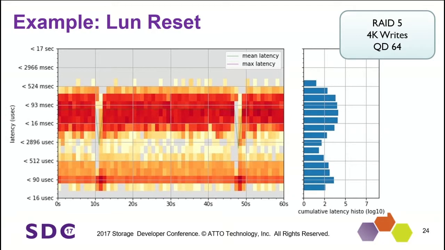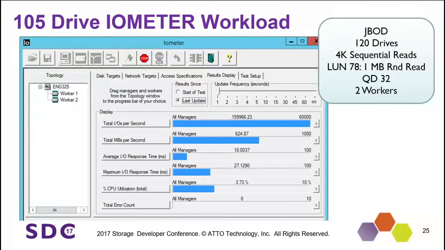All right, so I have one more example, and I'm going to change the way the heat maps look because I want to show you one of the things when you separate by Lun. So I was just using IOMETER. I had 120 drives, 4K sequential reads. But what we put in place was a workload where one of our Luns got a 1 megabyte random read.